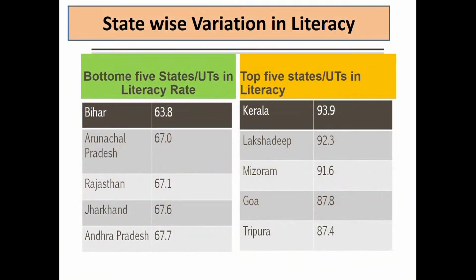Similarly, if you talk about the state-wise comparison, you will find that Kerala has 93.9% as per the 2011 census, and Bihar has 63.8%. So we can see how the literacy rate is the main factor of development. Therefore, you will find Kerala, with 93.9%, is a highly advanced state in comparison to Bihar, where the literacy rate is only 63.8%.